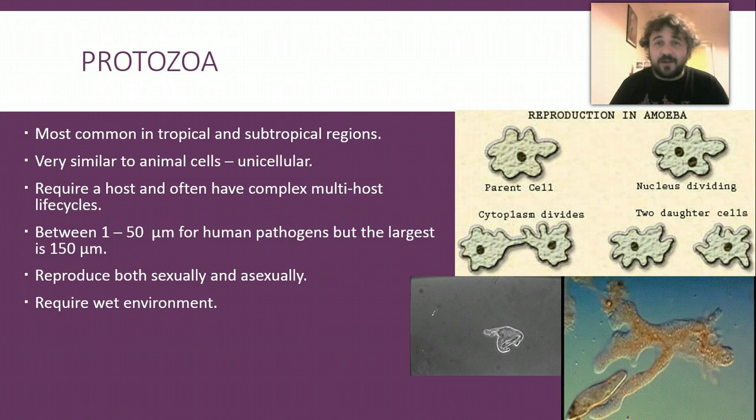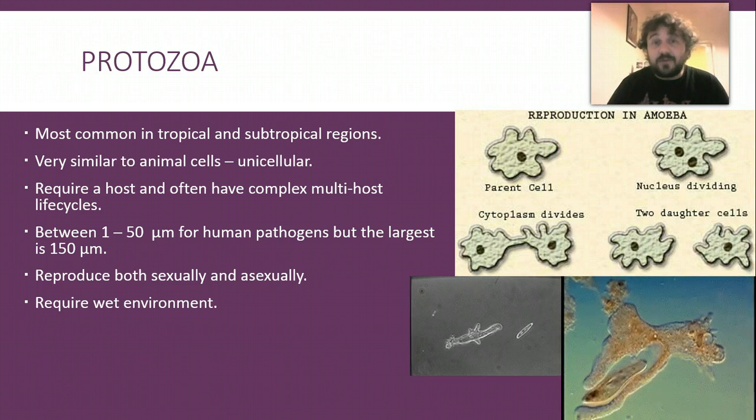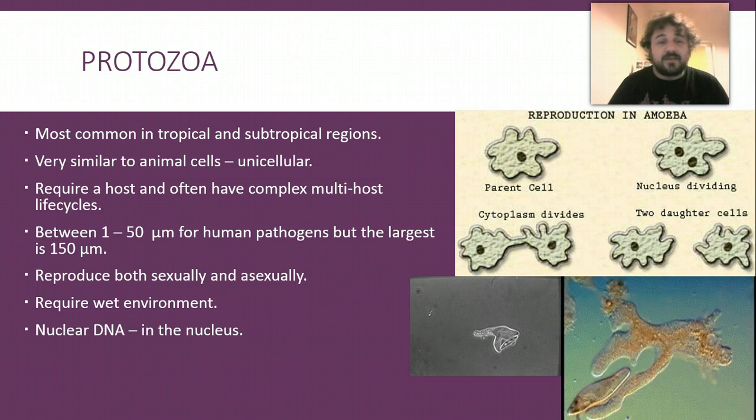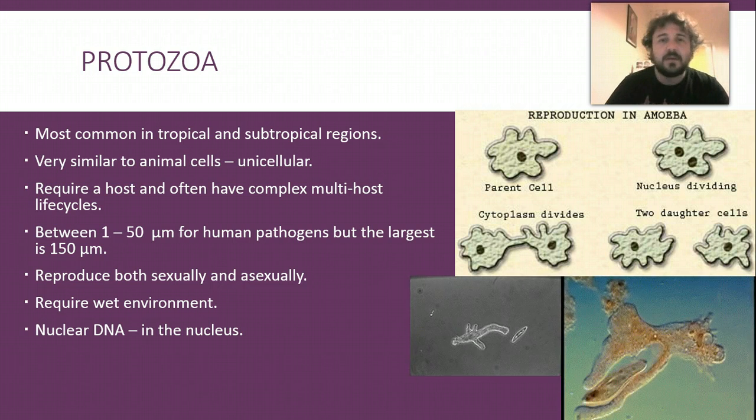They require a wet environment. They don't live in the dry. They need it to be a liquid medium. So this is where they might cause real problems in humans, is that they live in your blood. All right. So nuclear DNA in the nucleus. Well, so there's your DNA.